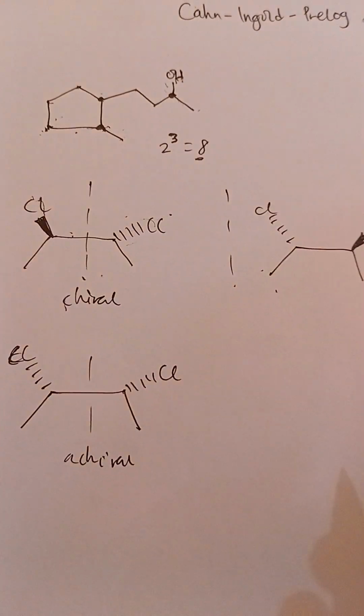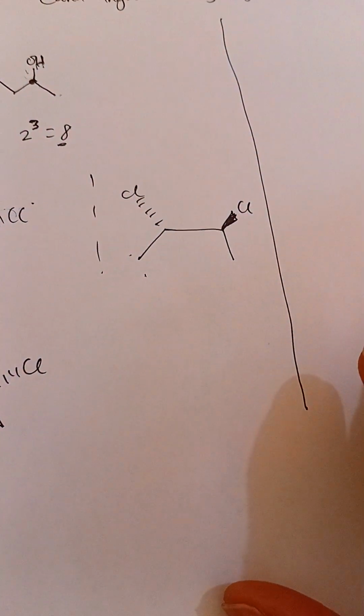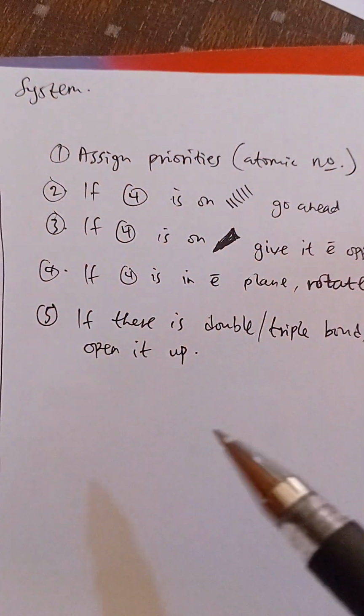All right, so how do we name enantiomers? The Cahn-Ingold-Prelog system. 4 simple rules. Let's go. So rule one. Sorry, I've added a fifth rule.